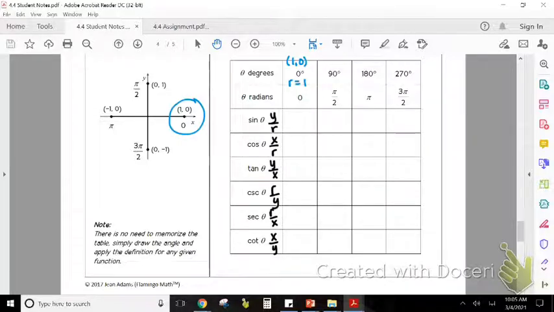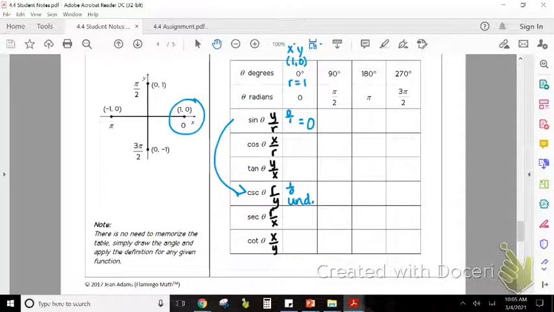So, for sine of 0 degrees or sine of 0 radians, now remember, your ordered pair has an x and a y in it, and we already know our r is going to be 1. So when I do y over r, I get 0 over 1, which is 0. Now if you want to, you can go ahead and do its reciprocal, cosecant. Now, so if I flip that over, that would be 1 over 0. You can't divide by 0, so it's undefined. So the reciprocal of 0 will be undefined, which means the reciprocal of undefined is going to be 0.